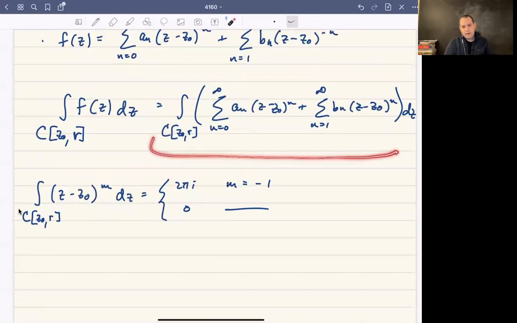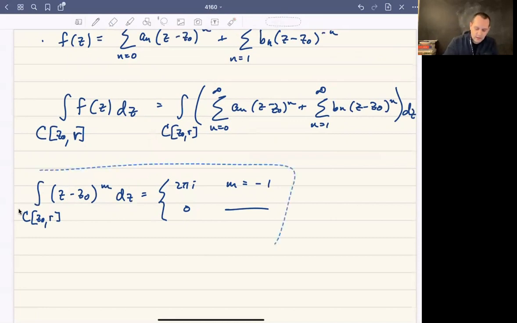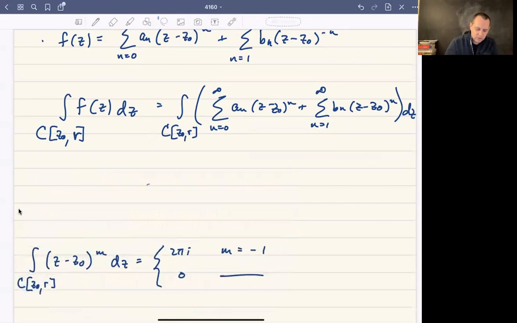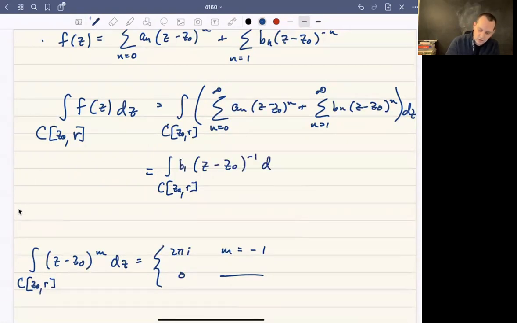What's the only power of z minus z naught that's going to integrate to anything other than 0? Of course, it's when you have the exponent of -1. And that's exactly why that b1 term is the most important term there. So this is just going to be the integral where you have b1 times z minus z naught to the -1 dz, because all of the other integrals are going to integrate to 0.